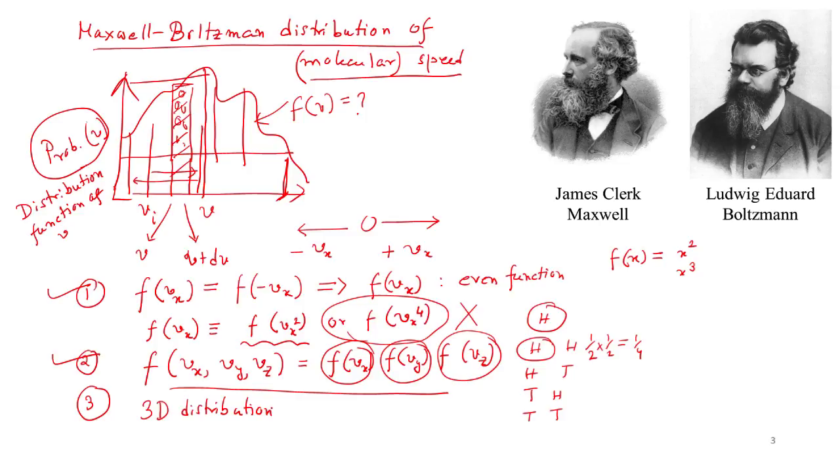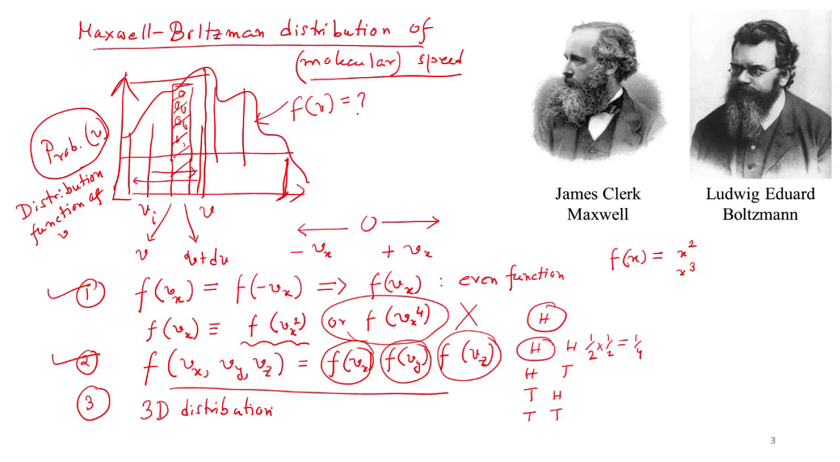The probability of having the molecule, or the number of molecules, with a velocity from say 10 kilometer per second to say 10.1 kilometer per second. Always, probability means you have to consider a range, because you are considering a number. Probability is just the number of molecules divided by the total number. So you have to always consider some width.